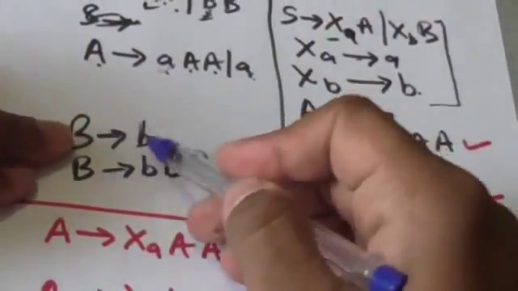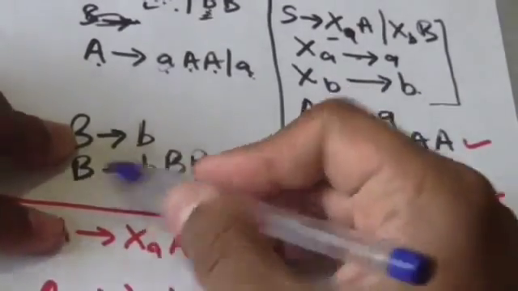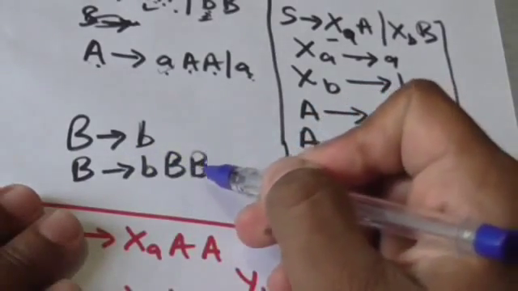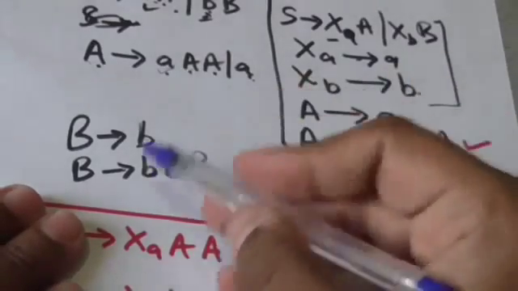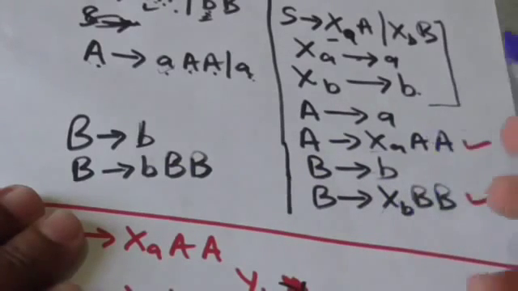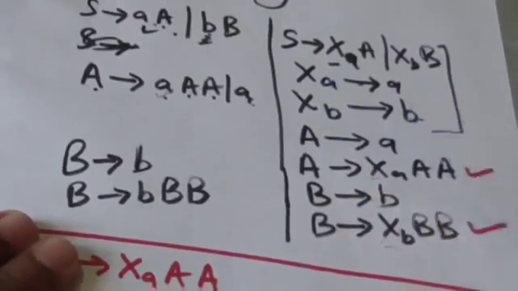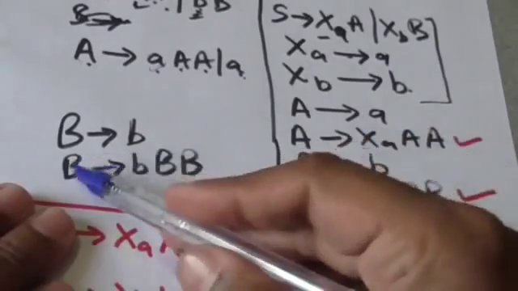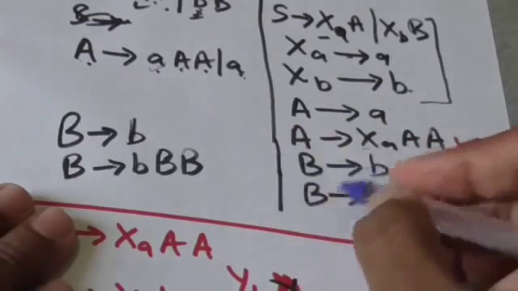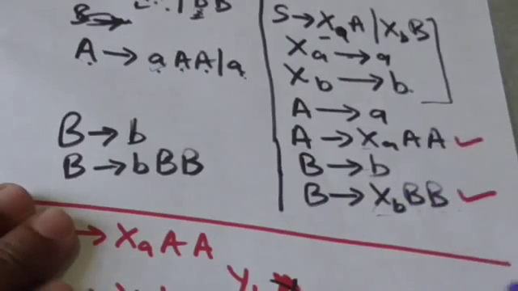Now see this production B derives B. It is in CNF, so it will remain as it is. But this production B derives B, it is not in Chomsky normal form. So this terminal B will be replaced by the variable XB. Now in grammar G there is already a production XB derives B. Right. So this production B derives B will be removed from grammar G. In place of that, we will have a production B derives XB BP in grammar G.